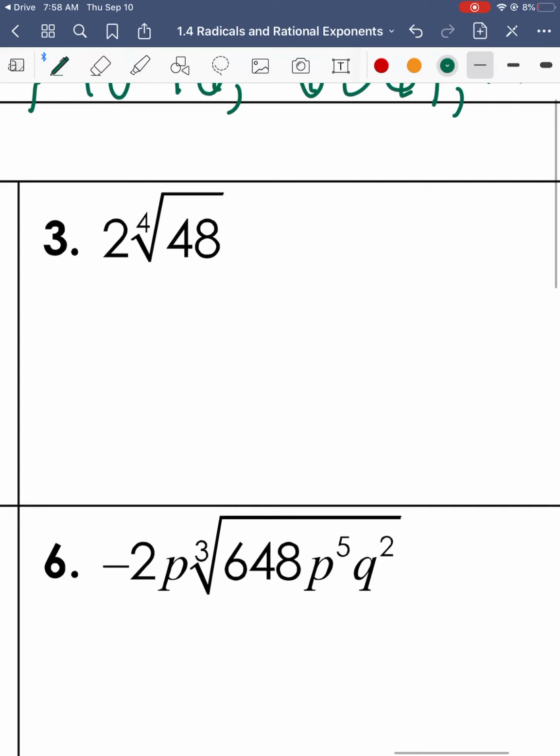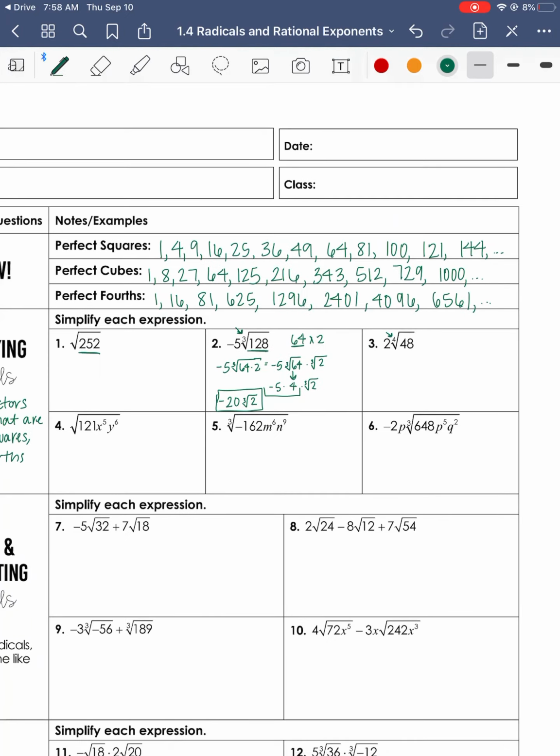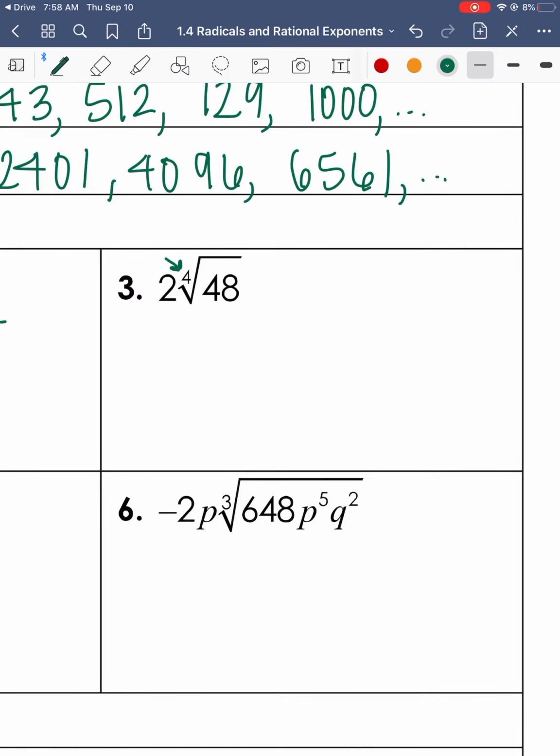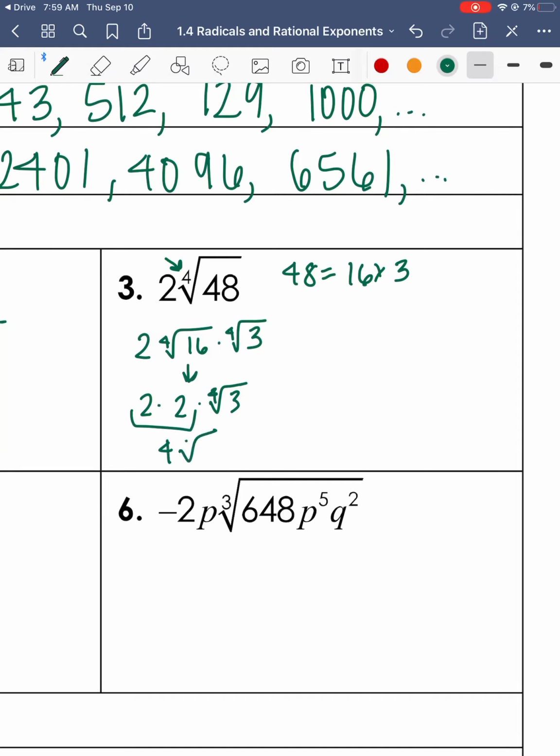Okay, and let's look at number 3 here. So same deal, except now we're dealing with the 4th root. So we're looking on our list of perfect fourths, and here we see 16 is on that list, so 48 is equal to 16 times 3. Okay, so then we can say 2 times the 4th root of 16 times the 4th root of 3. We'll simplify this down. 2 times the 4th root of 3. We'll just multiply these together, so we have 4 times the 4th root of 3. And there is your final answer.